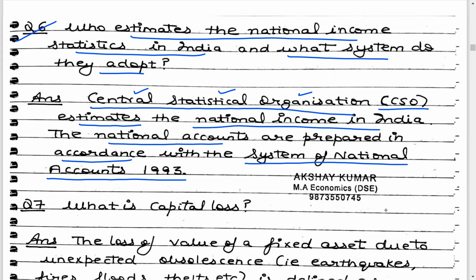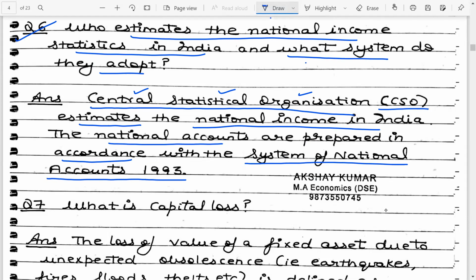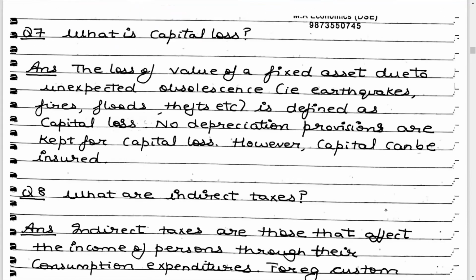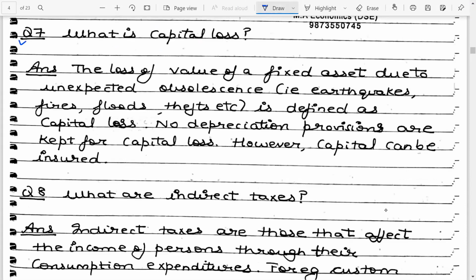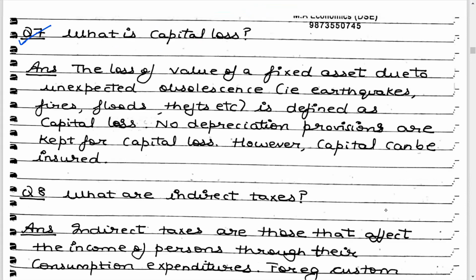So hoping students are clear with question 6. Moving forward, let's look at question 7. These are all 1 markers which come in the board exams. So question 7, what is meant by capital loss?